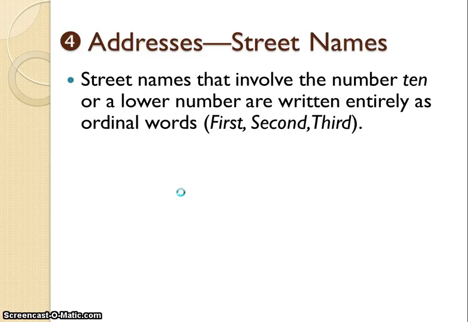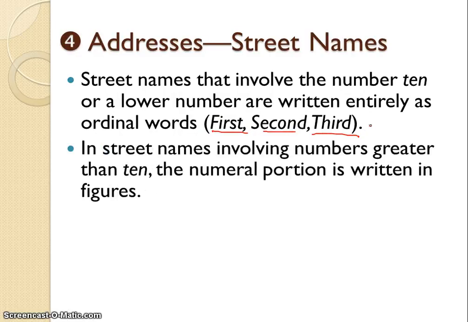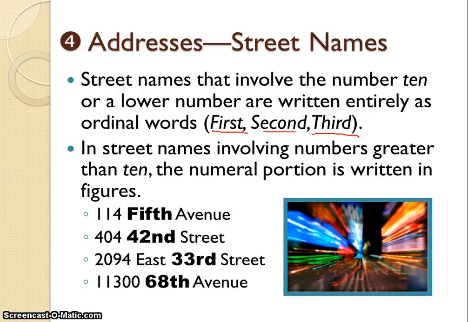Okay, street names that involve the number 10 or a lower number are written entirely as ordinal words. If you live on First Street, you would write F-I-R-S-T, Second Street, Third Street, and so on. If the street name is greater than 10, the numeral portion is written in figures. So here we have 5th, but then we have 42nd, 33rd, and 68th. Any of them that are greater than 10, the number portion is written in figures.